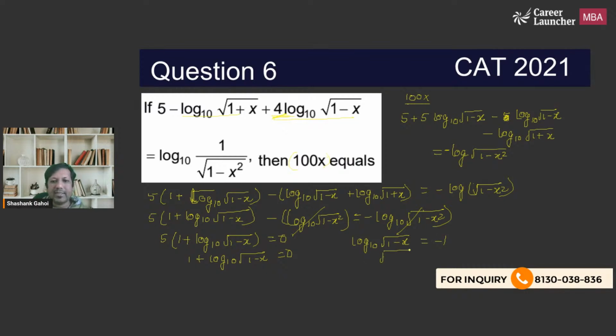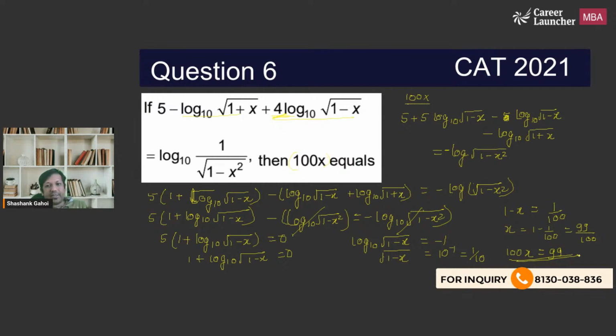Okay, so I can say root of 1 minus x is equal to 10 power minus 1, or 1 upon 10. Now for 1 minus x, I'm taking the square, so 1 upon 100. So x comes out to be 1 minus 1 upon 100, which is equal to 99 upon 100. So I am getting 100x is equal to 99. That's the answer. I'm just doing everything step by step, step by step, step by step.